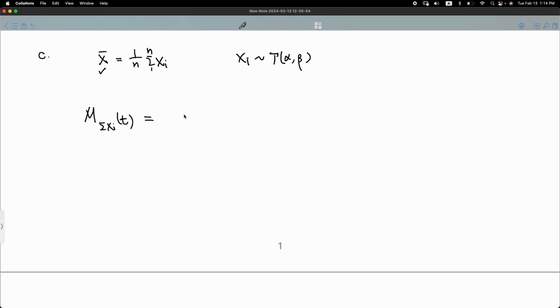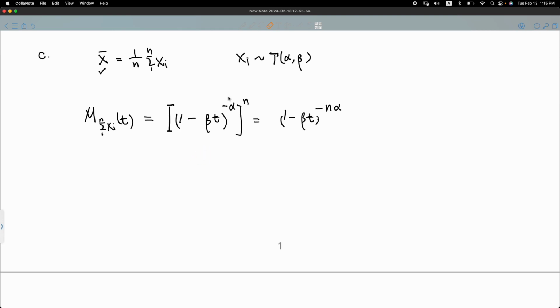And also they are independent. So basically you can just have 1 minus beta multiplied by t, raised to negative alpha. So this is the moment-generating function for a particular xi. But we are talking about the summation, so we have n copies of that. So you also need to raise it to the power of n, and that should give you 1 minus beta t to the negative n multiplied by alpha.